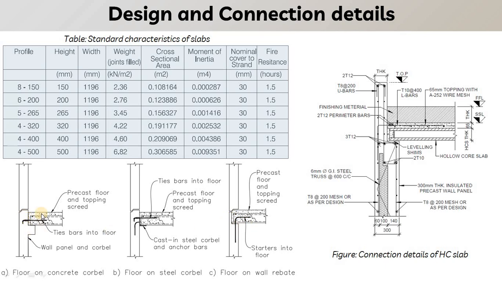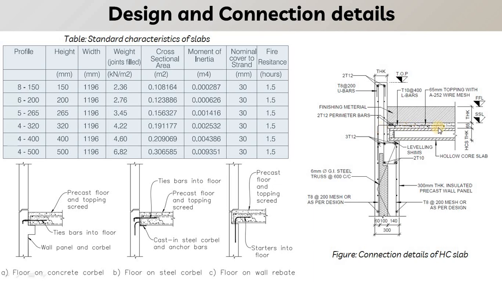Here you can see there is a projection item, that is a concrete corbel, and here there is no projection in the wall, but we have the recess in the wall. In that the hollow core slab will be rested. So this is the better option in which it will provide a good aesthetic view. This kind of corbel connection can be used in the parking area or in some of the special structures.